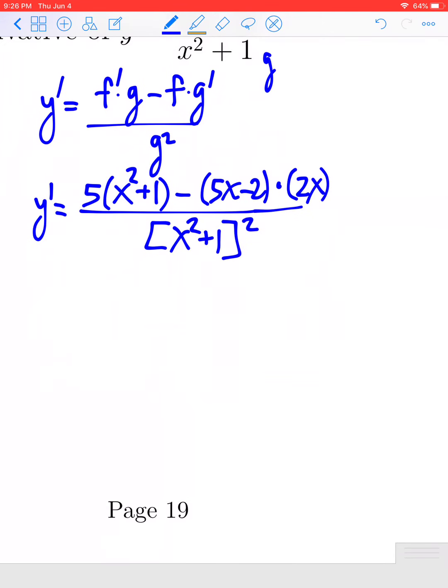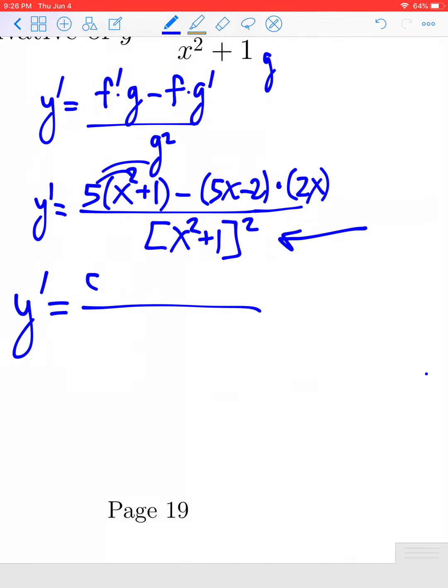From here, we want to go ahead and simplify it. It's typical practice that usually we don't want to expand the denominator. Leave that denominator as it is, it's being raised to the second power, so we're not going to touch that. But let's at least distribute and combine like terms within the numerator. So I can distribute a 5 in. That'll give us 5x squared plus 5.